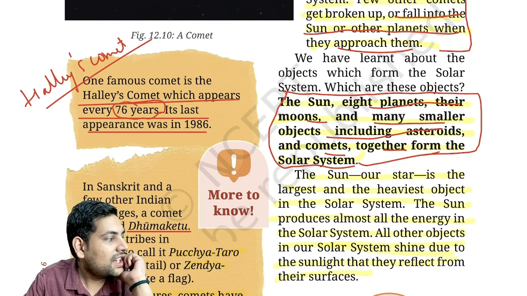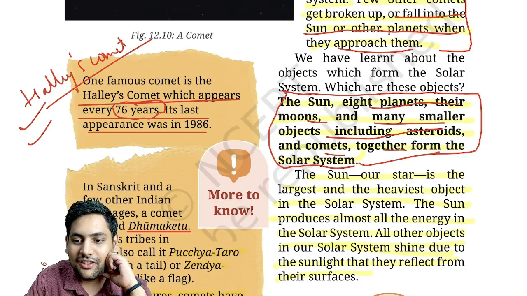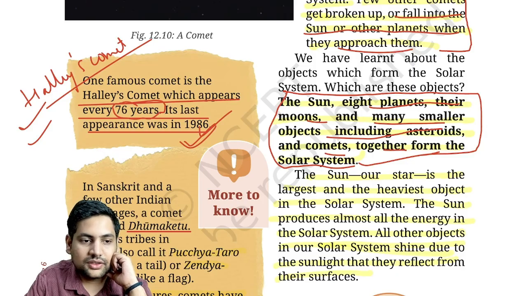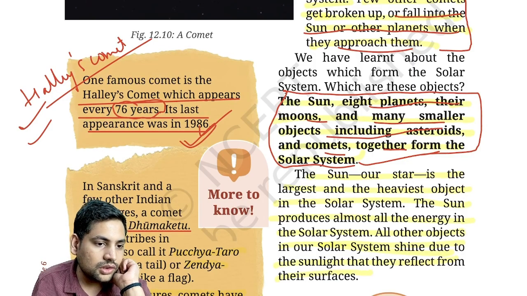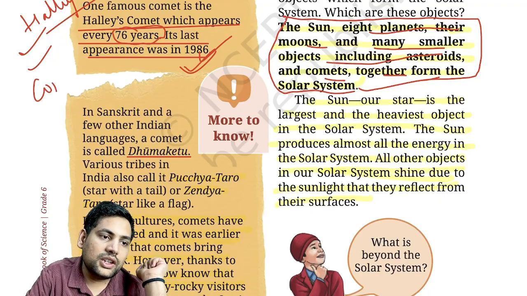So it will be very rare if a human is able to see Halley's comet twice. Okay, then its last appearance was in 1986. Now in India, in Hindi, Sanskrit, whatever, you call a comet as Dhoomketu.